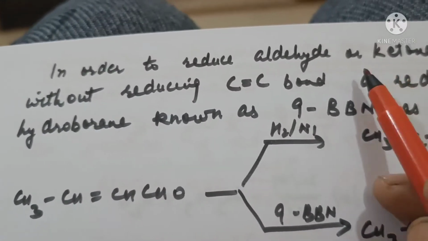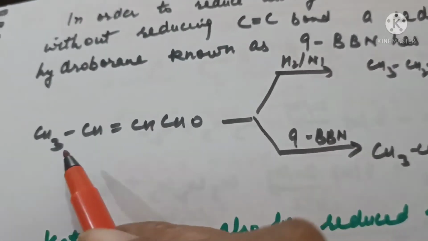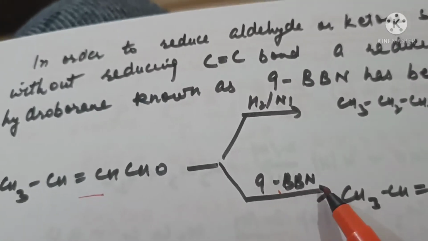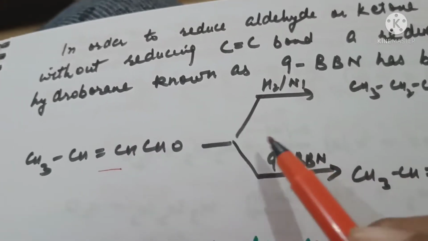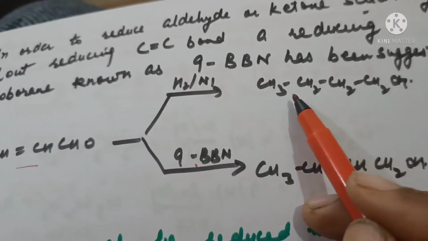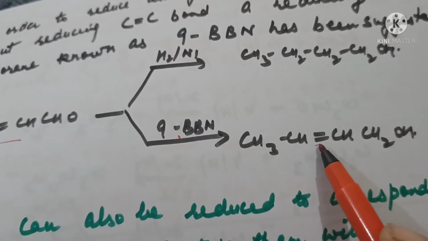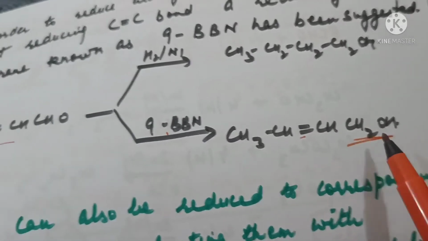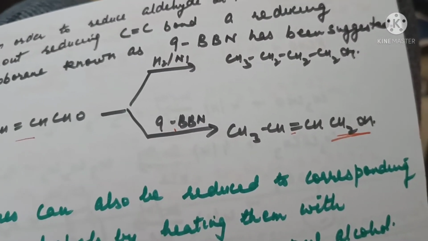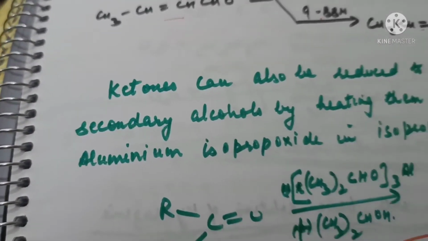In order to reduce aldehydes or ketones selectively without reducing the carbon-carbon double bond, we can use this reagent, 9-BBN. It's a hydroborane. If we do catalytic hydrogenation, this is reduced, but if we use 9-BBN, this is left intact. Only the carbonyl group is reduced to an alcohol group, CH3, CH double bond, CH, CH2, OH.